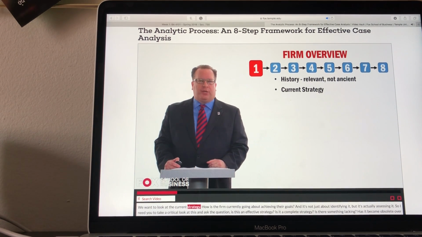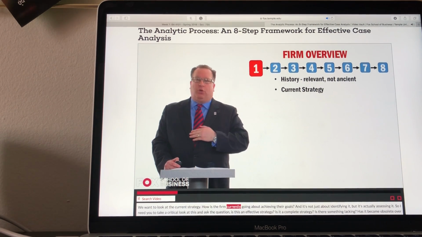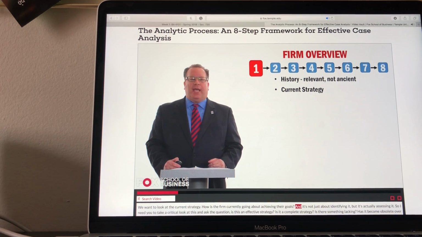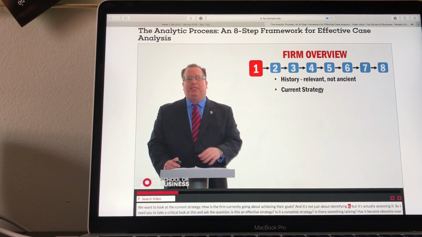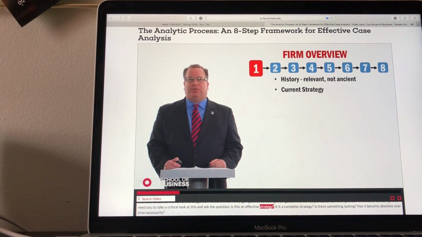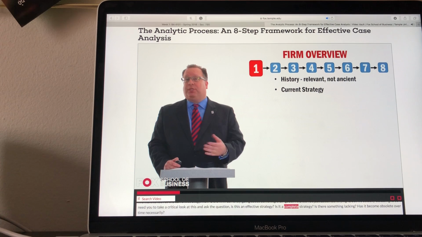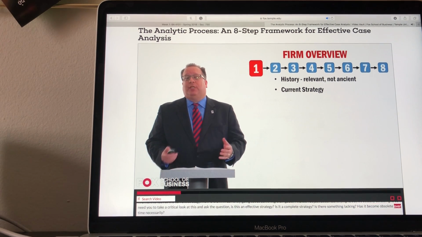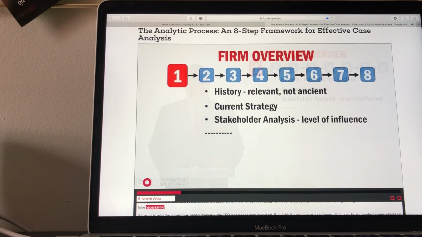We want to look at the current strategy. How is the firm currently going about achieving their goals? And it's not just about identifying it, but actually assessing it. So I need you to take a critical look at this and ask the question, is this an effective strategy? Is it a complete strategy? Is there something lacking? Has it become obsolete over time?